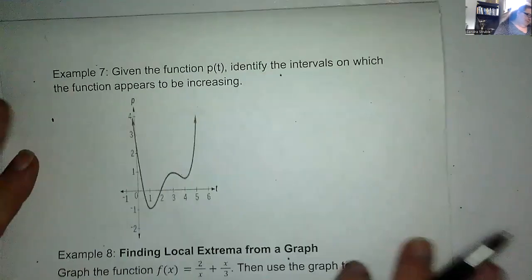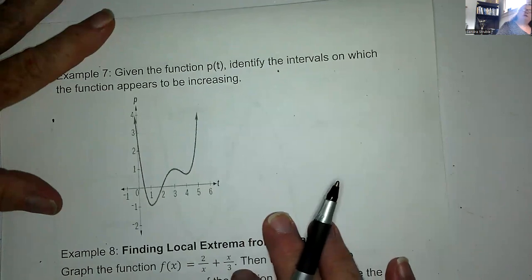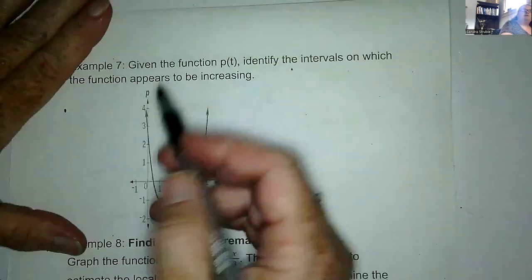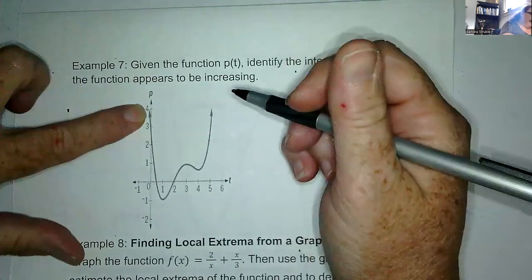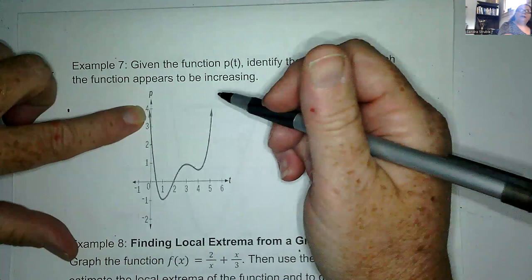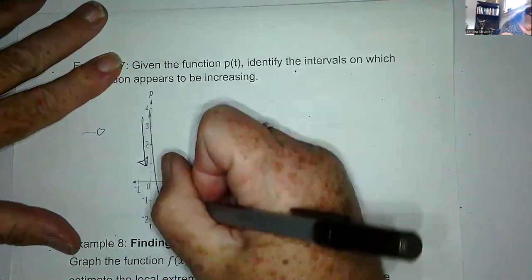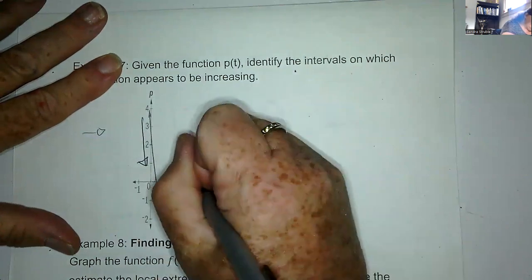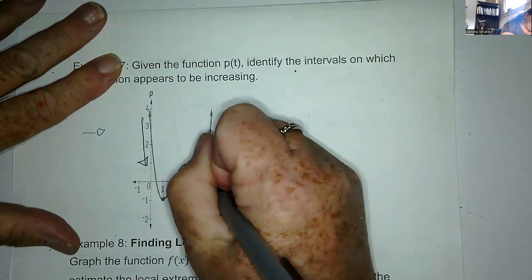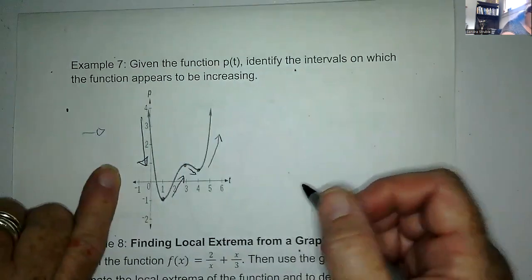All right, last one on this part. It says, given the function, identify the intervals on which the function appears to be increasing. Going left to right, I know the arrow is pointing up, but that does not mean it's increasing. It's actually decreasing as we're coming left to right. Decreasing, then it hits a turning point, then it's increasing, hits a turning point, decreasing, hits a turning point, and then increasing again.